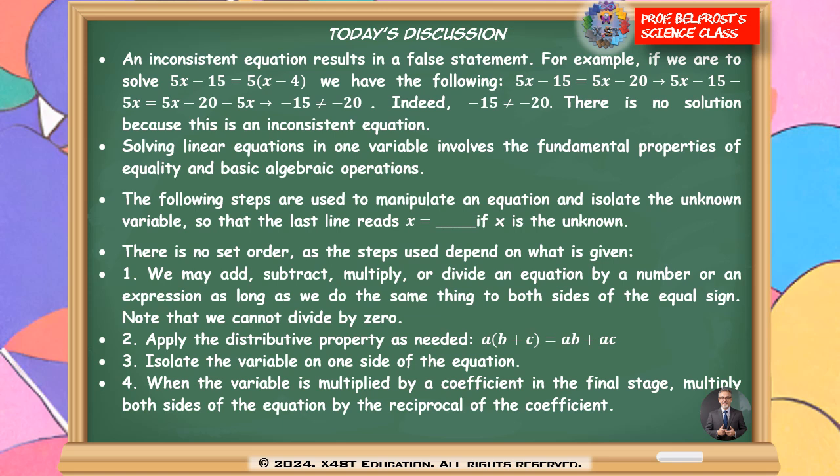Solving a linear equation in one variable involves the fundamental properties of equality and basic algebraic operations. The following steps are used to manipulate an equation and isolate the unknown variable so that the last line reads x equals something, if x is the unknown. There is no set order, as the steps used depend on what is given. But here are the four steps that you must always have in solving for the x value. You may want to take a screenshot.